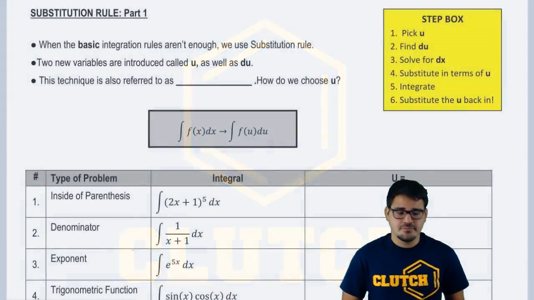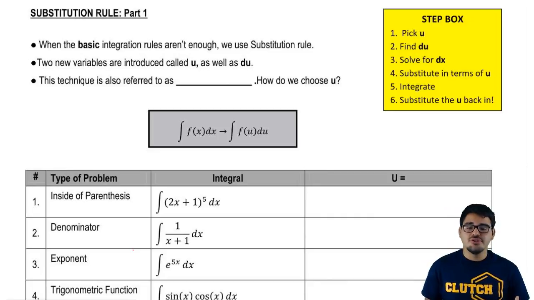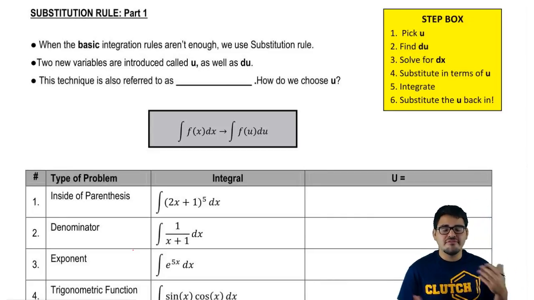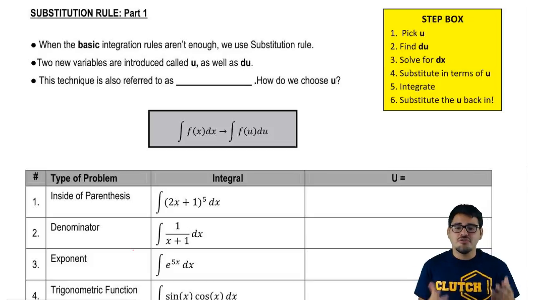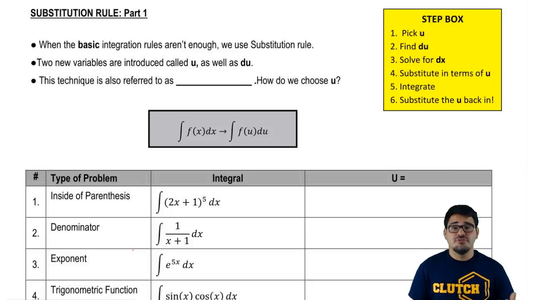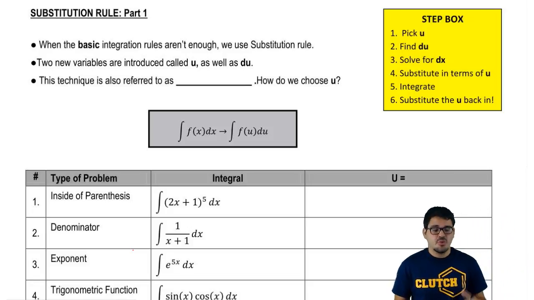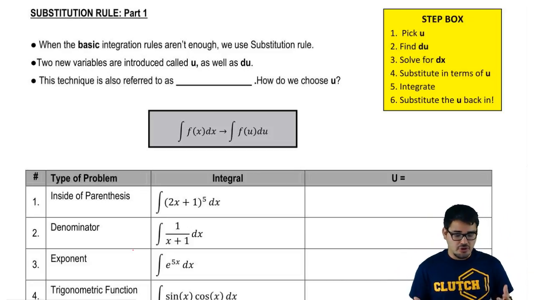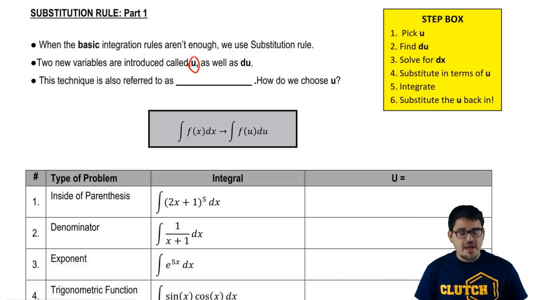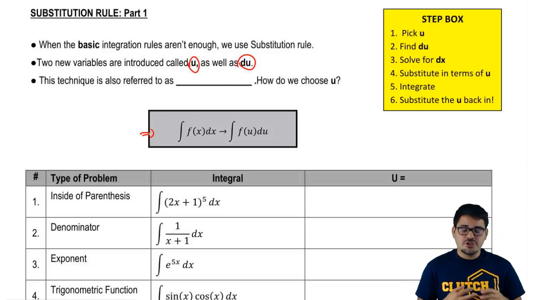So let's get started. So here we have that when basic integration rules aren't enough, we use the substitution rule, right? So I gave you guys a pool of indefinite integral rules, and when you can't find your integral with just that, you're gonna run to the substitution rule, to the USub, right? So we're also gonna introduce two new variables, and they're gonna be called the u, as well as the du, right? And that's kind of what I have here in this diagram, that you're gonna go from integral of f of x dx to integral of f of u du.